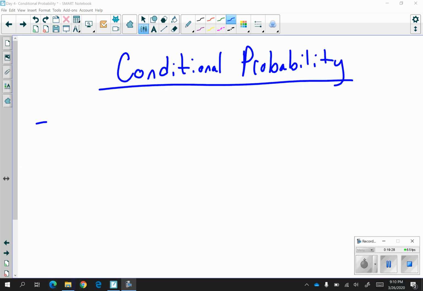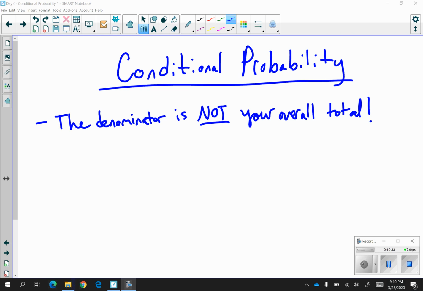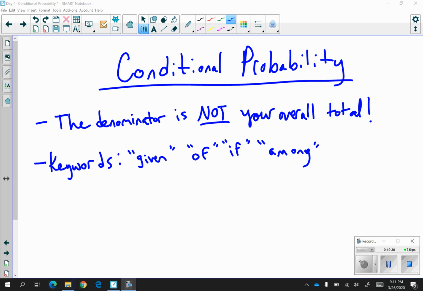So a few things to keep in mind with conditional probability. One is that the denominator is not your overall total. The next thing is your keywords are given, of, if, among. There might be other ones that are also keywords, so just keep that in mind that it's not just limited to these four.